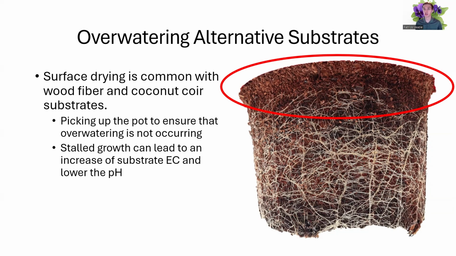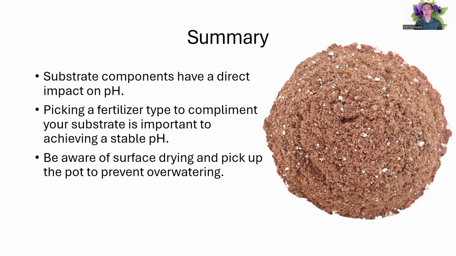So with these new alternative substrates, it's changing your management practices for that substrate. It's not that the substrate is problematic. It's more just understanding different management styles. So in summary, your substrate components have a direct impact on that substrate pH initially. And then picking a fertilizer type to complement your substrate pH is very important, especially if it's a wood-based substrate or something that's going to see nitrogen immobilization occurring. And then being aware of surface drying and overwatering can drastically shift your substrate pH.